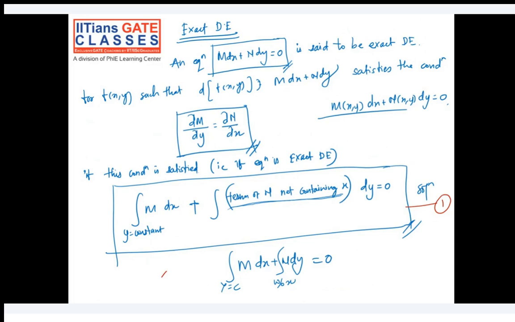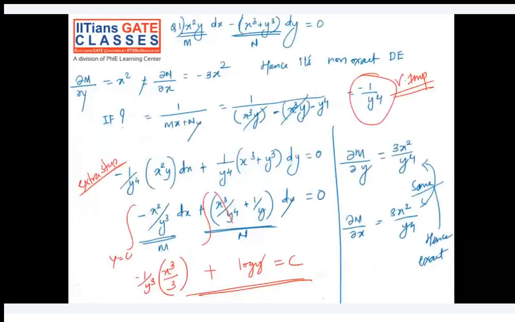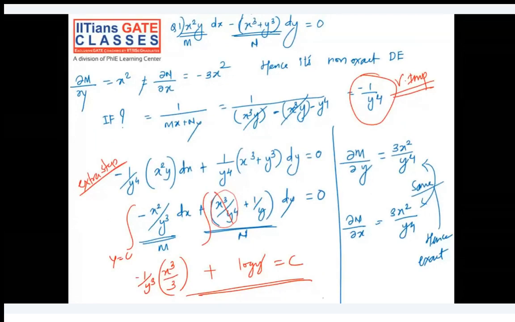So that is the overall formula for calculating the solution of an exact differential equation. So that's why I have not considered it and only considered 1 upon y, because in this term, x cube is there. Okay, sir. So that is the overall process.